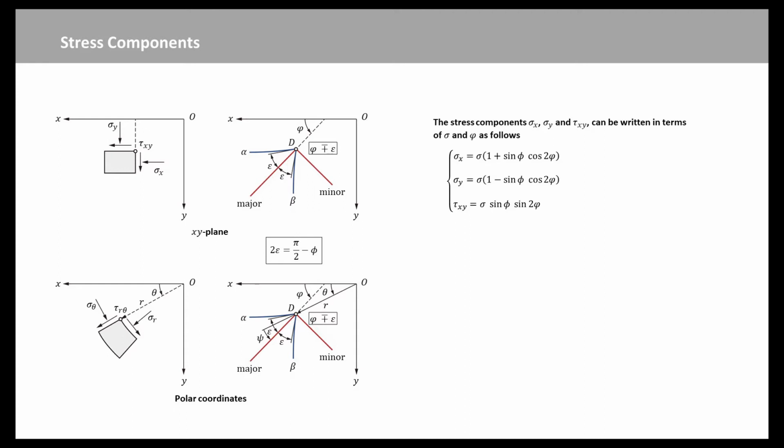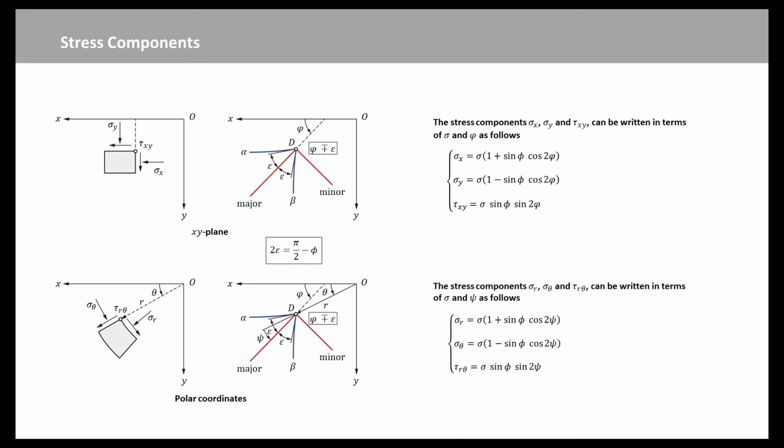and we shall denote the angle between the direction of major principal stress and the straight line OD by psi, and the inclinations of the slip lines relative to the same line OD by psi minus or plus epsilon. We shall represent the stress components sigma r, sigma theta, and tau r theta in terms of sigma and psi in these equations. In this case, varphi is the angle between the direction of the major principal stress and the x-axis, and psi equals varphi minus theta, between the direction of the major principal stress and the line OD.